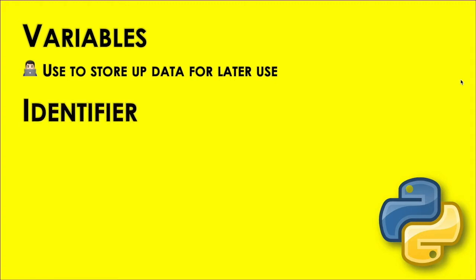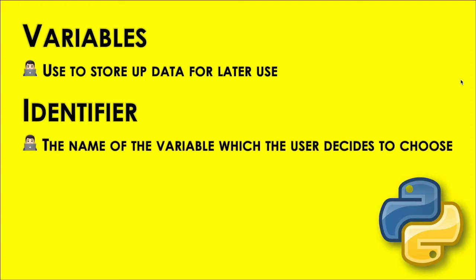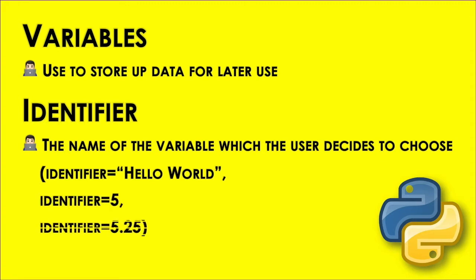Next, we also have the term identifier. When we say identifier, my friends, the identifier is the name of the variable which the user decides to choose. So basically, what is your variable? This is my variable. What is the name of the variable? This is the identifier. That's basically how these two work hand in hand. Like this one, identifier equals hello world. Hello world is the variable; the identifier is the name, for example. So we have these examples up to this. For the data types, we'll be discussing them on our next slides.